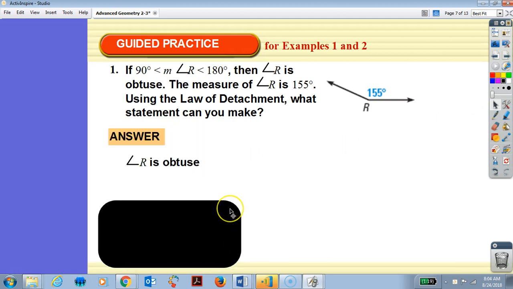Make sense? You have an if-then, you have a random fact. If the random fact satisfies your if, your answer is what follows the then. If your random fact does not satisfy the if, what if it was 181 degrees? Then our answer would be angle R is not obtuse. Right? You just negate the then. Make sense?